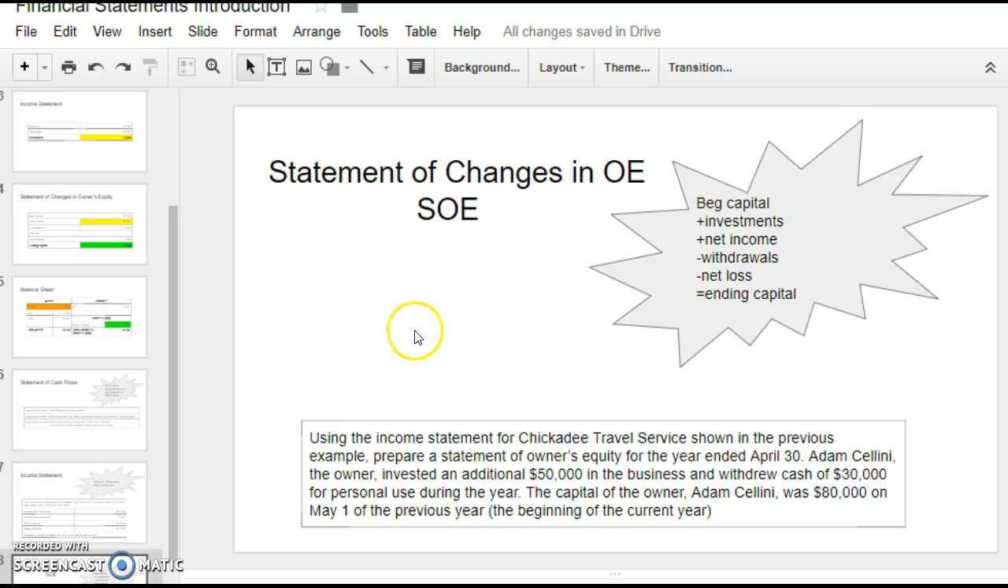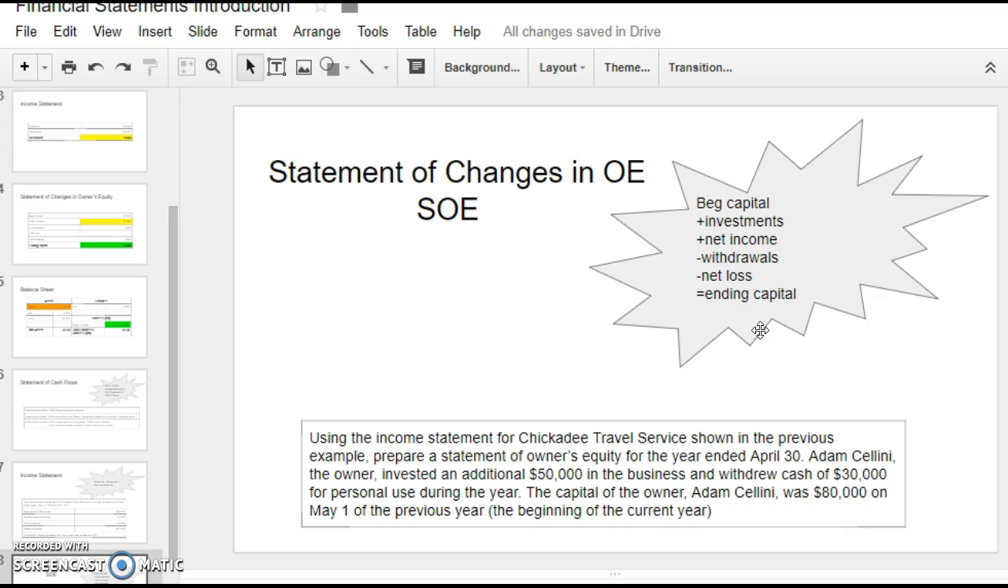This one I'm not going to be very picky about. I don't care if you don't put it correctly in the format that it needs to go. The point for me for the statement of changes in owner's equity is that you can go from beginning capital and get to your ending capital. I need to know what ending capital is, okay?